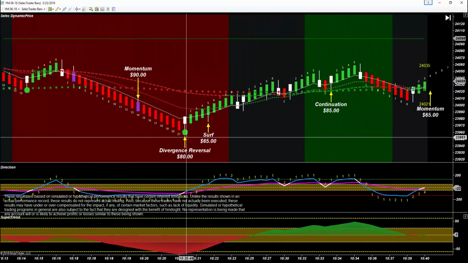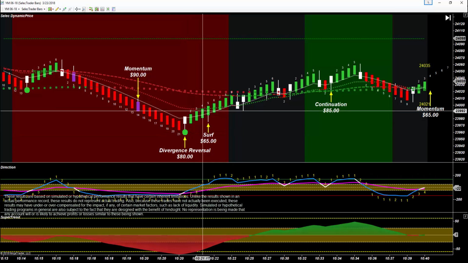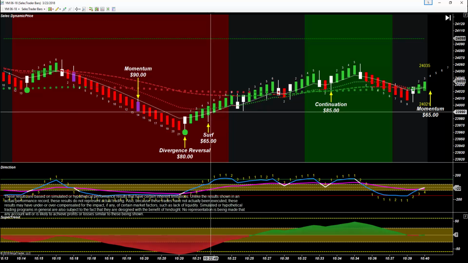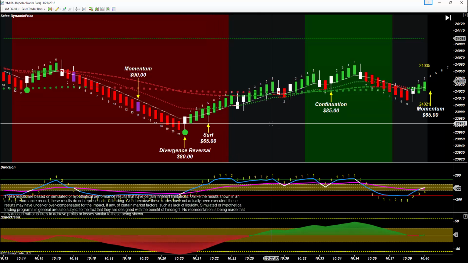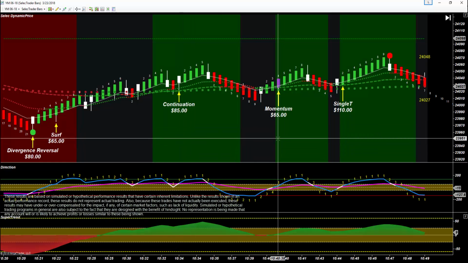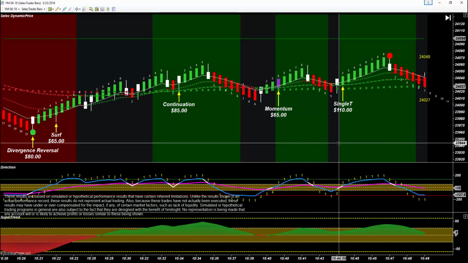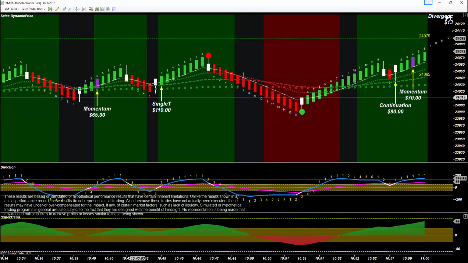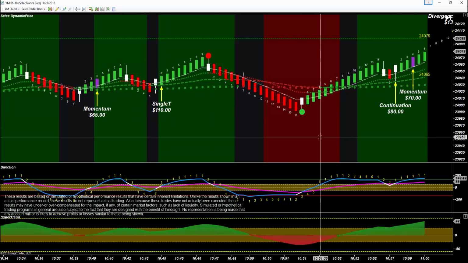Then we have a divergence reversal long, just hitting profit target, and we can hop back in on this surf to grab our profit target plus a tick. Then we have a continuation long, just hitting profit target, grabbing an extra tick, followed by a momentum long at 1040 and a single T long, as well, all these nice bounces off the 200 EMA.